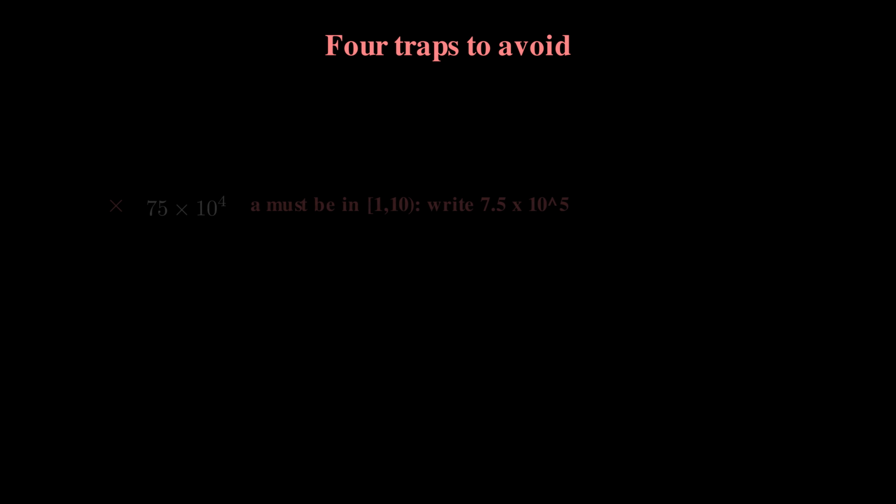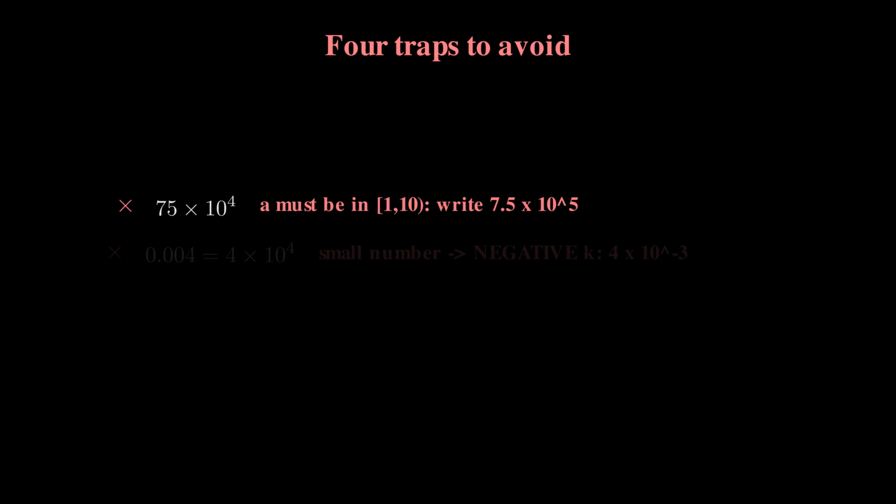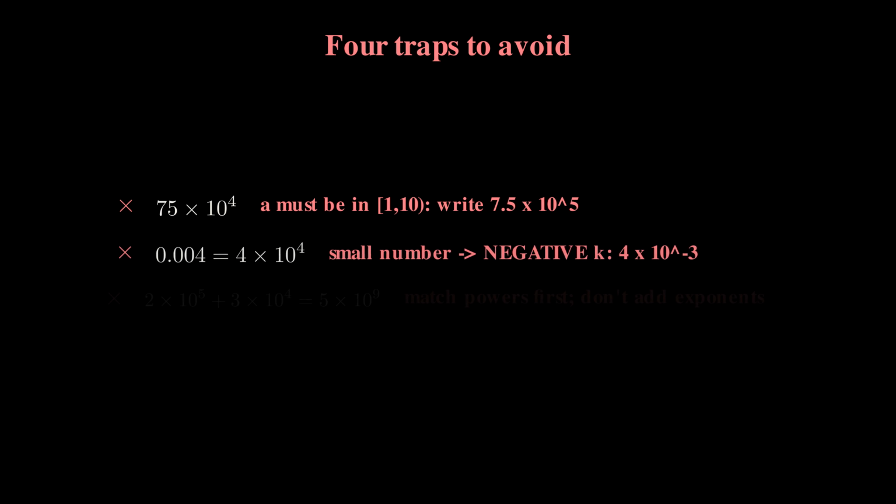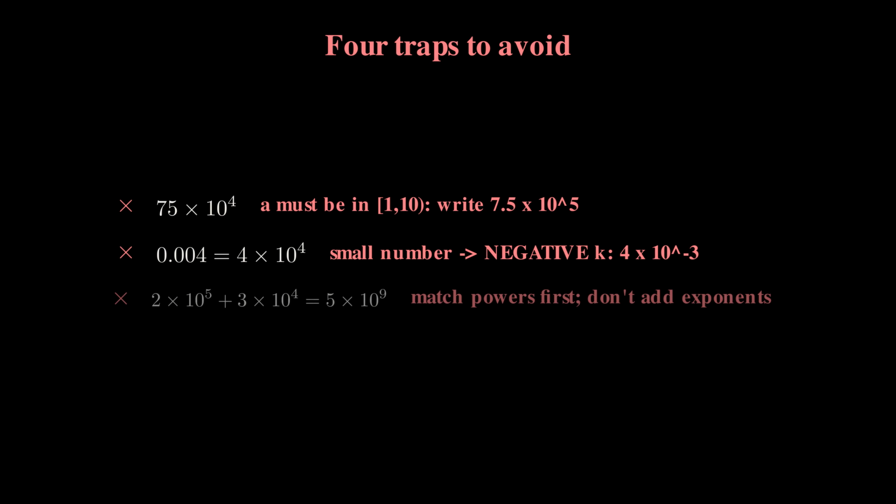Before the recap, the 4 traps. 1. Leaving A outside 1 to 10. 75 times 10 to the 4 isn't finished. Renormalize to 7.5 times 10 to the 5. 2. The sign of k for small numbers. 0.004 is 4 times 10 to the minus 3, not plus. 3. Adding the exponents when you should be adding the numbers. You only add powers when you multiply. To add or subtract, match the powers first.